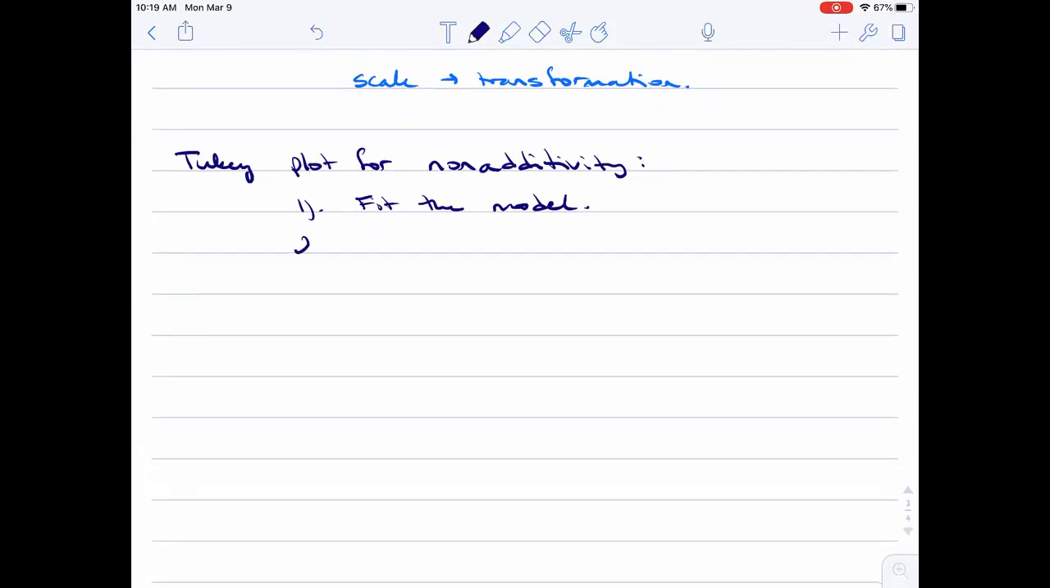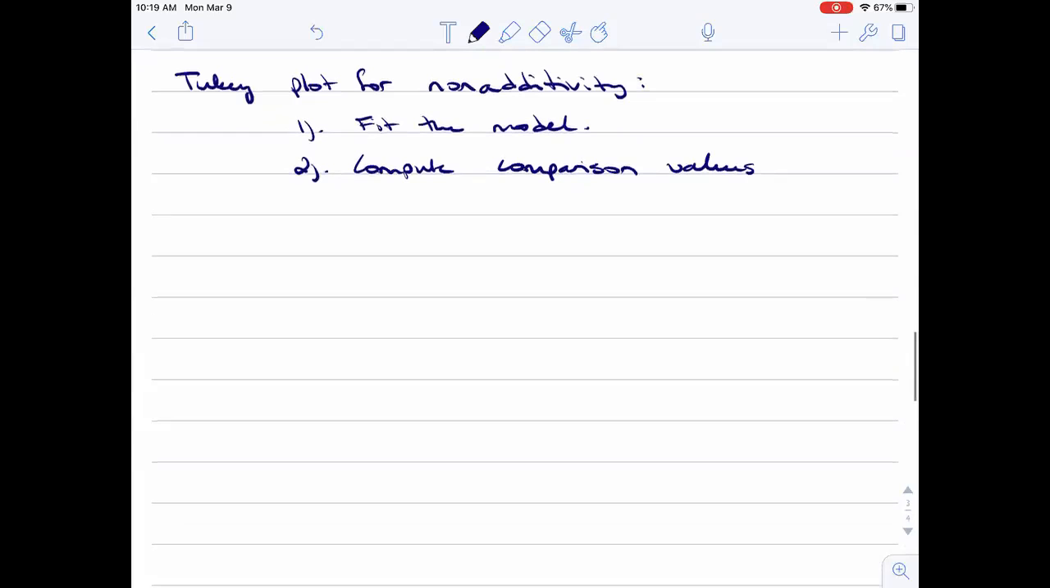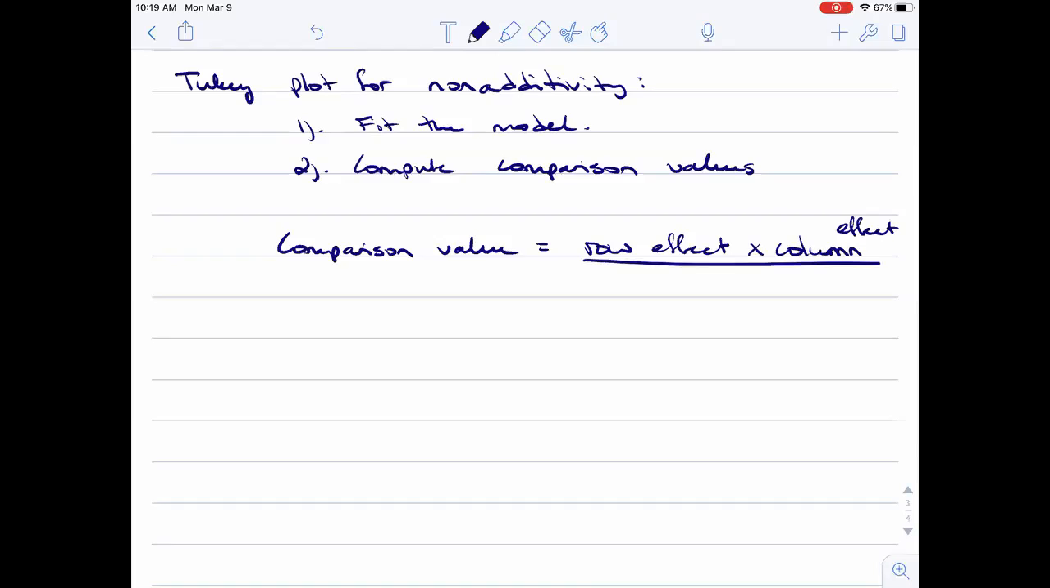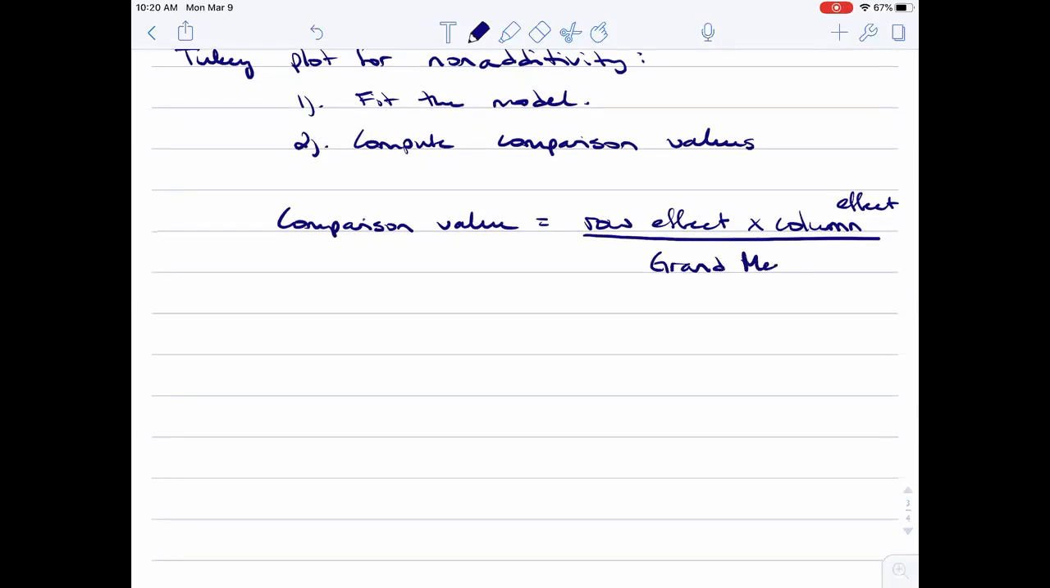So first thing, you have to fit the model, and then we have to compute what they call a comparison value. So compute comparison values. And the comparison value is going to be the row effect, right? Because each of the rows has an effect, right? Times the column effect. So each of the cells is going to have a row effect and a column effect. So you multiply those, and then you divide it by the grand mean.